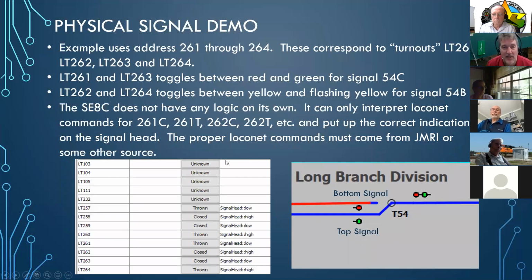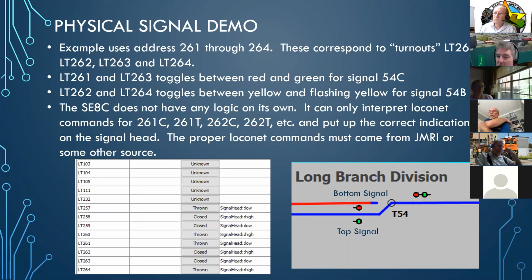Okay, so the physical signal demo. Here's what I want to do. In my demo, I have addresses 261 through 264. And I taped this signal up here. This is an actual Digitrax signal. Let me put this little black background here so you can see this better, and I will zoom up to it.